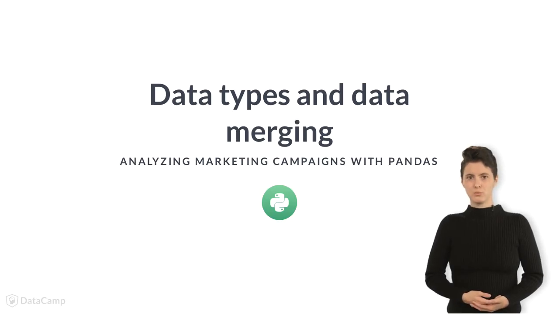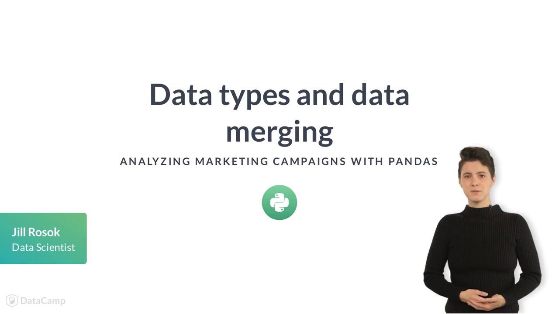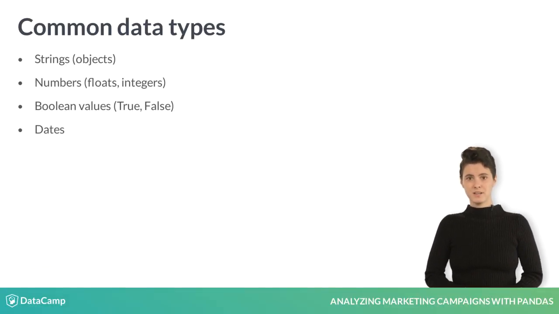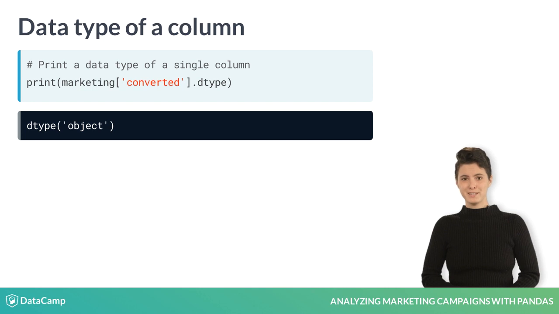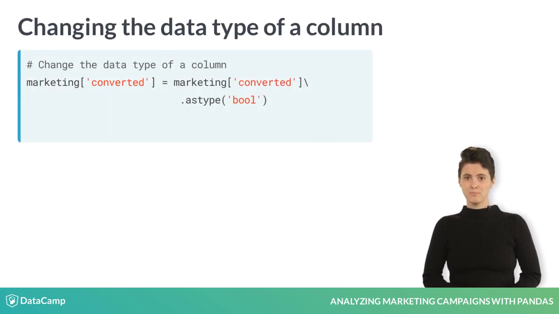In this lesson, we will talk about various techniques to manipulate data using pandas. Each column in a pandas data frame has a specific data type. Some of the common data types are strings, which are represented as objects, numbers, boolean values, which are true, false, and dates. You can use the dtype attribute if you are interested in knowing the data type of a single column. To change the data type of a column, you can use the astype method.